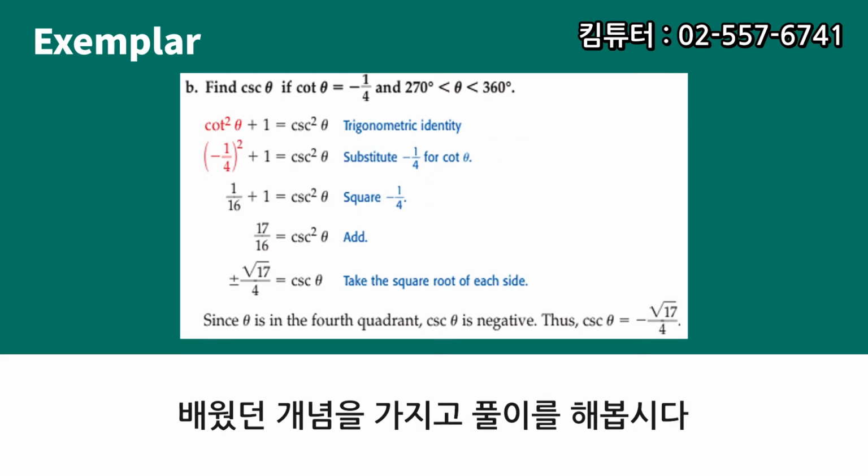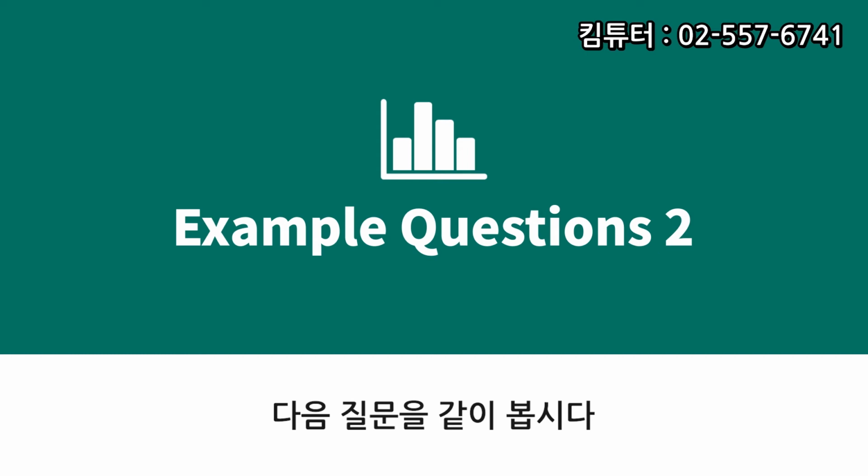The second question asks us to find cosecant theta if cotangent theta equals minus 1 over 4 and theta is between 270 degrees and 360 degrees. So simply, we have to use another trigonometric identity and substitute minus 1 over 4 for cotangent theta. After squaring minus 1 over 4, we have to add, then take the square root of each side. And since theta is in the fourth quadrant, cosecant theta is negative, and therefore the answer would be minus root 17 over 4. Next, let's take another example question.